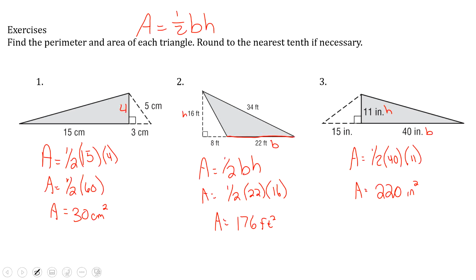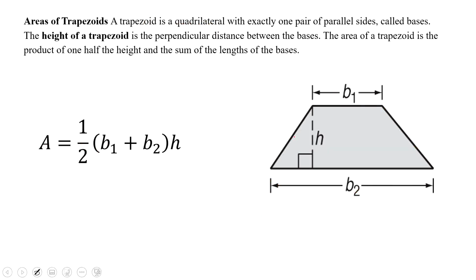We're going to move on now to areas of trapezoids. It's a new formula. So trapezoids, they have 2 bases. The 2 parallel sides are called the bases. To find the area of a trapezoid, you add the bases together, b1 plus b2, multiply it by the height, and then divide by 2.